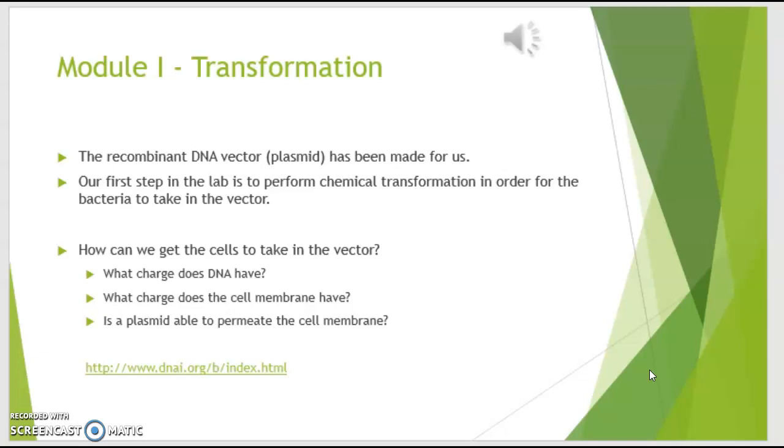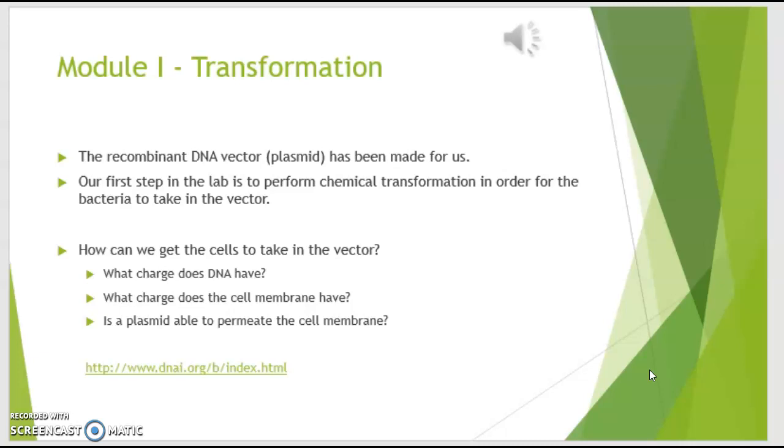For our transformation, we don't have to kill off a bacteria. We essentially had that plasmid that we did recombinant DNA on. It has the gene of interest on it, and we are trying to force that plasmid into our bacteria. So how can we get the cells to take in the vector or the plasmid that has the gene of interest? The question is, what charge does DNA have?